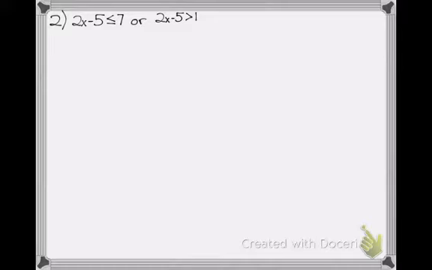So in that first inequality, we're going to add 5 to both sides. And we're going to do the same in the second inequality. And what we end up with in the first inequality is 2x is less than or equal to 12. And in the second inequality, 2x is greater than 6. We then divide both sides of each inequality by 2 to isolate the x. What this gives is x is less than or equal to 6, or x is greater than 3.